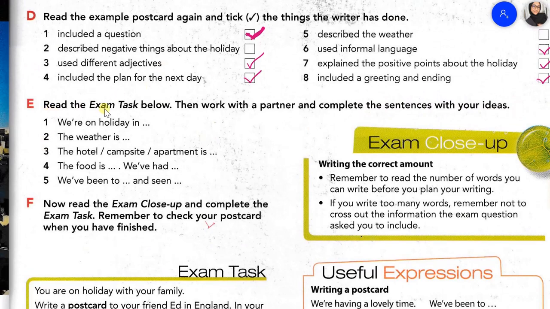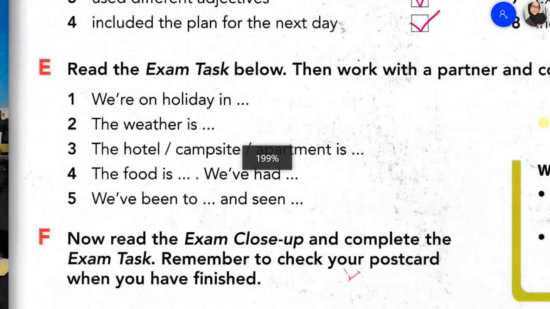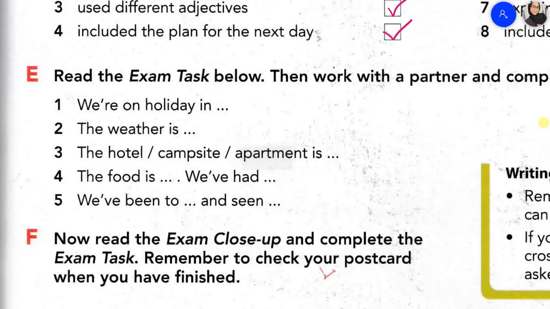Task E. Read the exam task below, then work with a partner. In this case, you work on your own, right? And complete the sentences with your ideas. These are the sentences that you need to complete. Okay, so let's write down our answer. We are on holiday in London, for example. You can write your own answer. So the weather is calm, or you can say the weather is nice, or any other adjective, right?